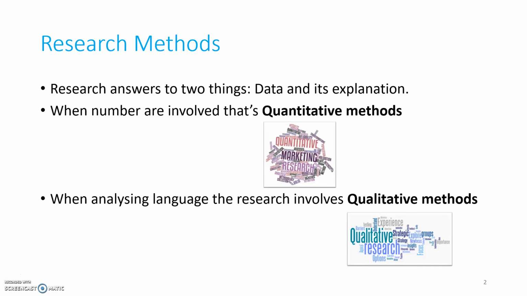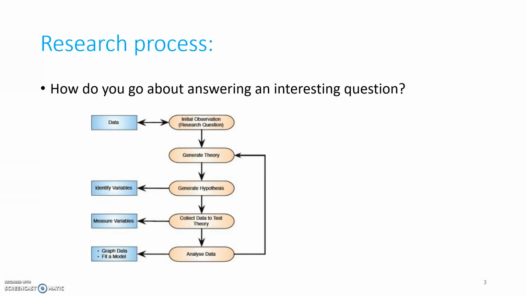Mainly there are two: the quantitative and the qualitative. The quantitative involves numbers, while the qualitative involves analysis of the language being used. So this is the research process. How do you go about answering an interesting question?